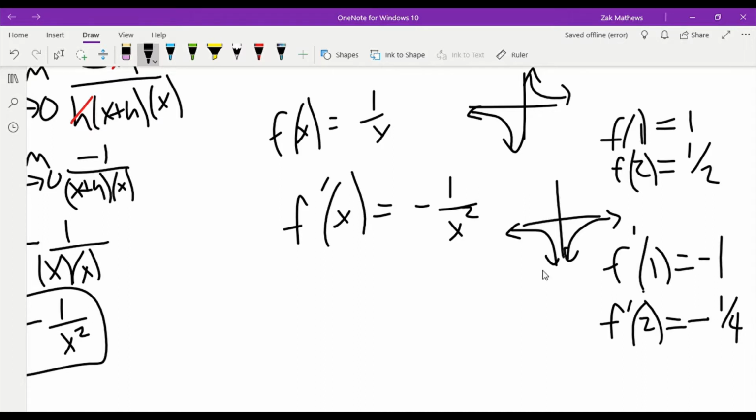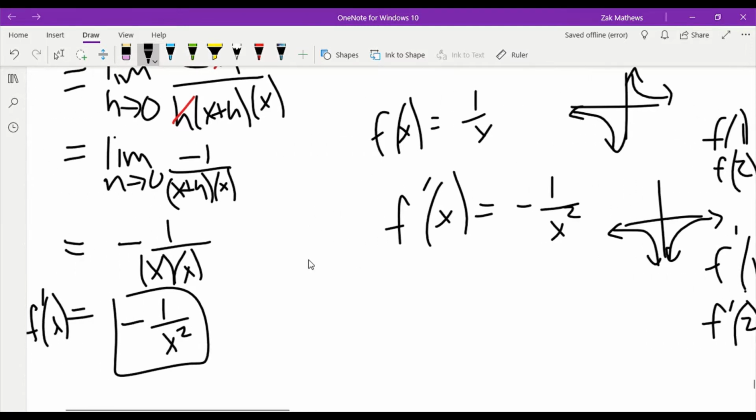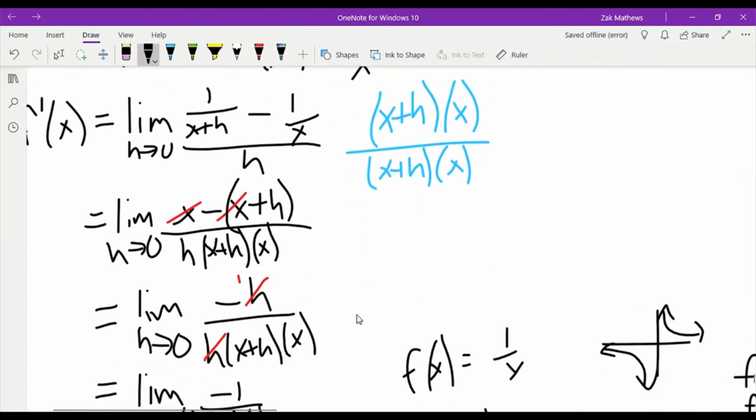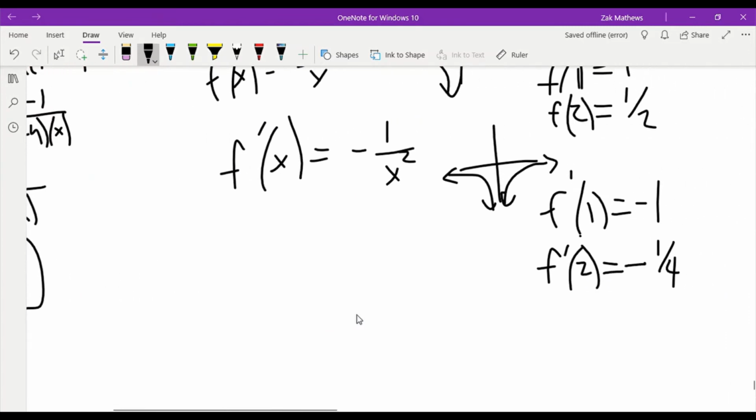Now, I did say that there's one notable exception here, because at 0 it doesn't seem like we ever had values there, and that was true for f of x too. So remember, there was that restriction that the limit had to exist, and so there are some points where the limit doesn't exist, and we'll talk about that a little bit more in just a second.